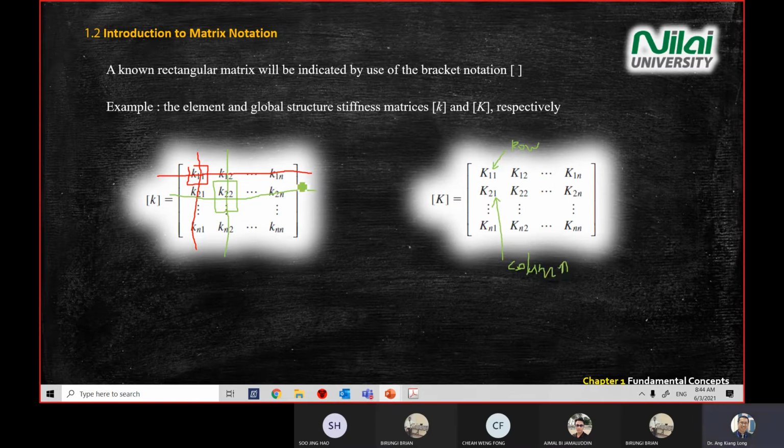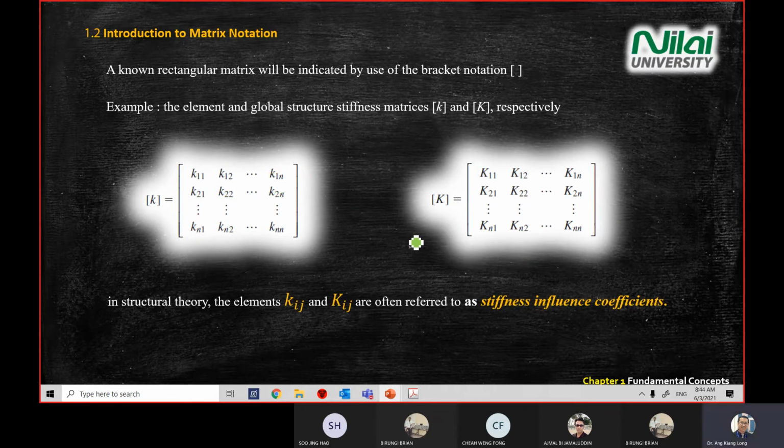Okay. Right. Just recap back. What is a matrix? How do you write a matrix? So in general form, you will see that you have Kij. I means row, J means column. For example, if you look at this K21, your I is 2, your J is 1.